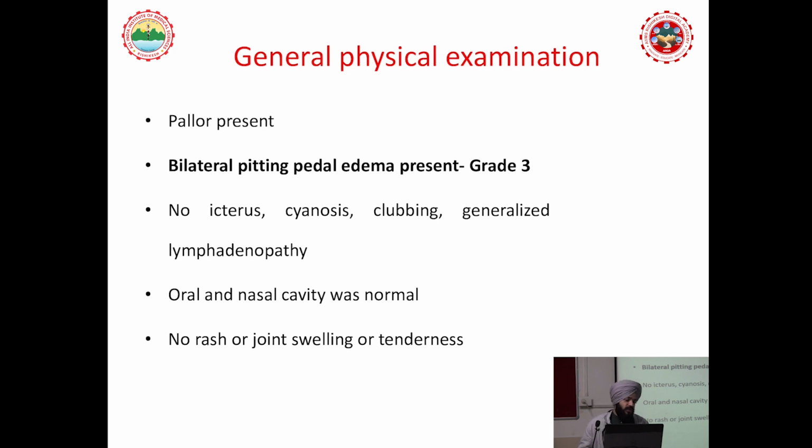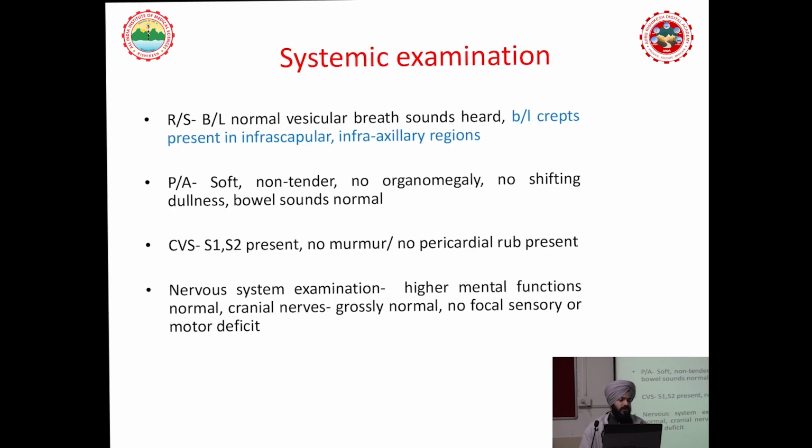On general physical examination, pallor was present and patient had bilateral pitting pedal edema, grade 3. There was no icterus, cyanosis, clubbing, or generalized lymphadenopathy. Oral and nasal cavity was normal, and there was no rash or joint swelling or tenderness. In systemic examination, the prominent findings were bilateral crepts in the bilateral infrascapular and infraaxillary region. The rest of the systemic examination was within normal limits.